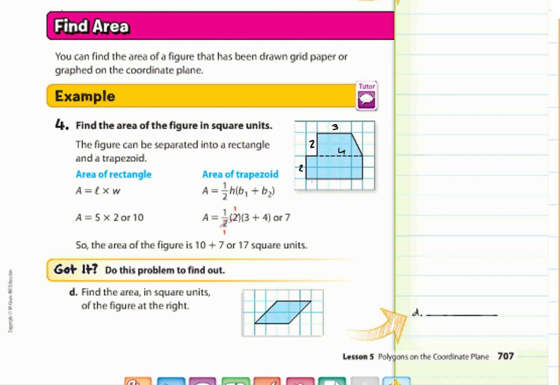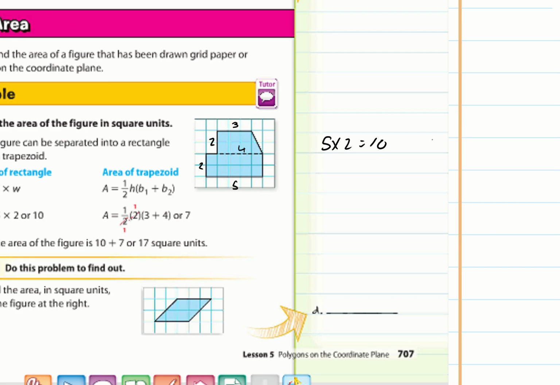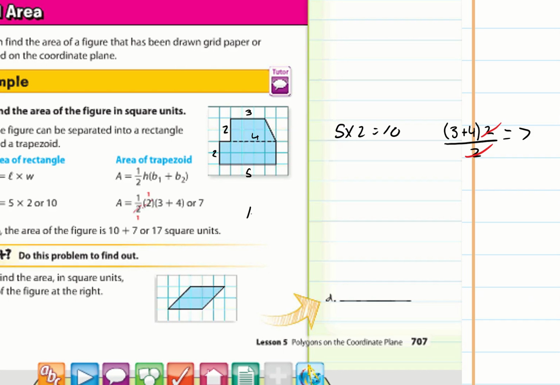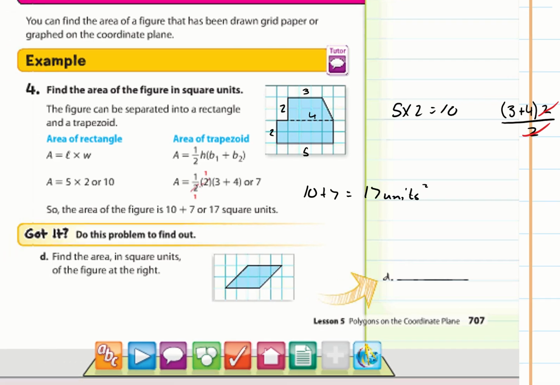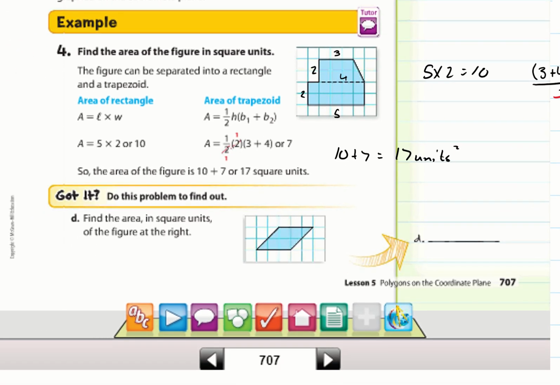In the rectangle, we have 2, and then 1, 2, 3, 4, 5. So the area of the rectangle is 10. That's 5 times 2 equals 10. Area of the trapezoid, we have base 1 is 3 plus base 2 multiplied by the height and then divided by 2. So my 2's are going to cancel. So I have 3 plus 4, which is going to equal 7. So my area altogether, I'm going to have 10 plus 7. And that's going to be 17 units squared. So go ahead and try D.